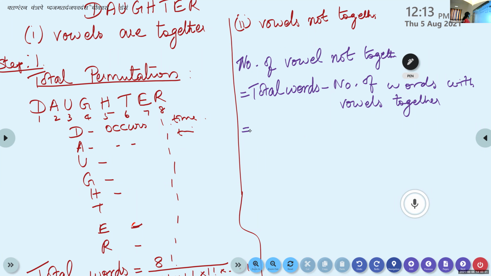Total words we have already calculated. What is the total number of words we got? 40,320. Minus the number of words with vowels together, that is 4,320. You subtract it, we'll get the answer. So this will give how many words we can frame with the vowels not together. In order to find the number of words with vowels not together, we find the total number of words and from there we subtract.